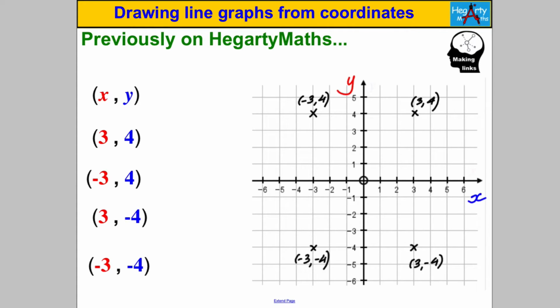Okay, hopefully you realized that the horizontal axis was the x-axis, the vertical axis was called the y-axis, and plotting these, (3, 4) means 3 right, 4 up, (-3, 4) means 3 left, 4 up, (-3, -4) means 3 left, 4 down, and (3, -4) means 3 right, 4 down. Should be super good at that for this particular video. Okay, let's move on to trying to spot patterns for line graphs from sets of coordinates.